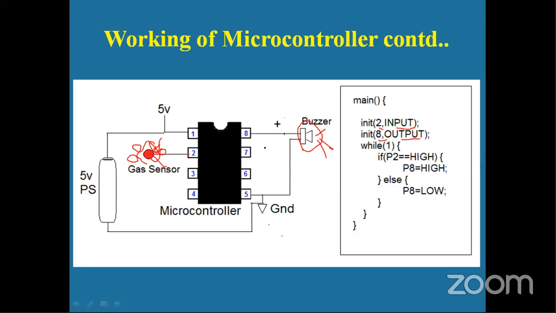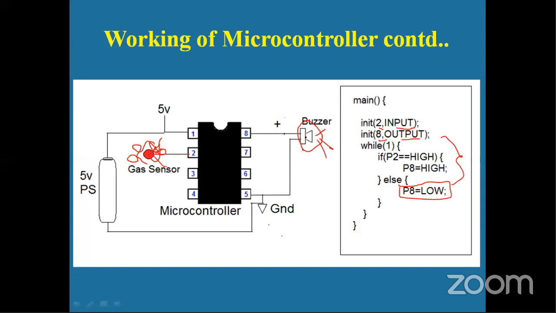What is connected to pin number 8? The buzzer is connected. So this part of the program does what? If gas is present, the buzzer will be on. If P2 is not equal to high, the else block will get executed. In that case, I'm putting a low signal on pin number 8, which will switch off the buzzer.